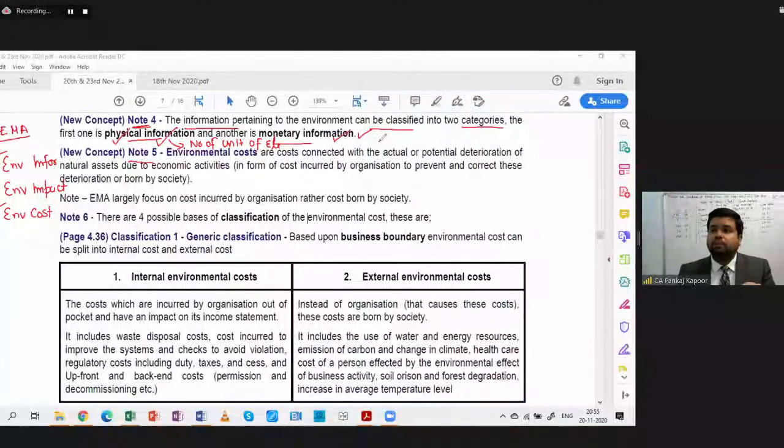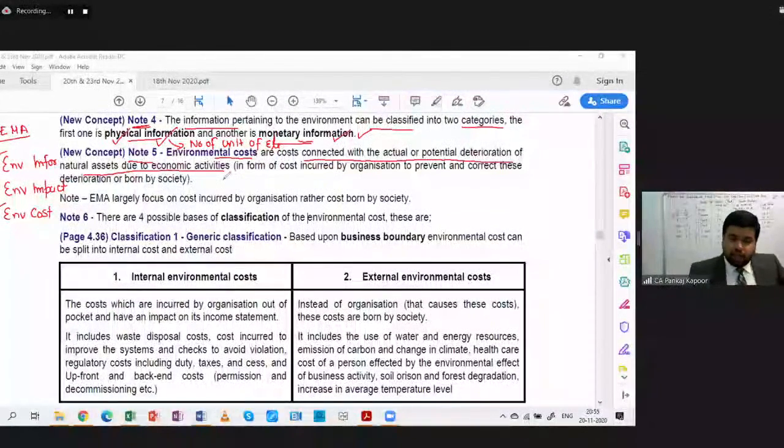So the shipping company may be asked by the regulator that you are supposed to clean the sea, and that cost also needs to be considered. Then that information will be what kind of information? Monetary information. So EMA considers the environment information, which can be classified into two categories, the physical information and the monetary information. Moving further, environmental cost. Environmental costs are the costs connected with the actual or the potential deterioration of the natural resources due to the economic activity by the organization.